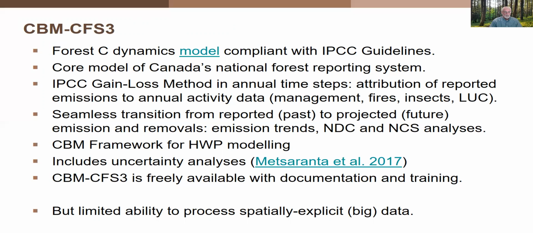This allows us to make an attribution of the annual reported emissions to annual activity data, whether these are forest management, fires, insects, or land use changes. This approach also allows us to have a seamless transition between the reported past emissions and removal estimates and the projected future estimates. This ability of simply extending the activity data time series allows us to use these tools for emission trends reporting, nationally determined contributions, and natural climate solutions.